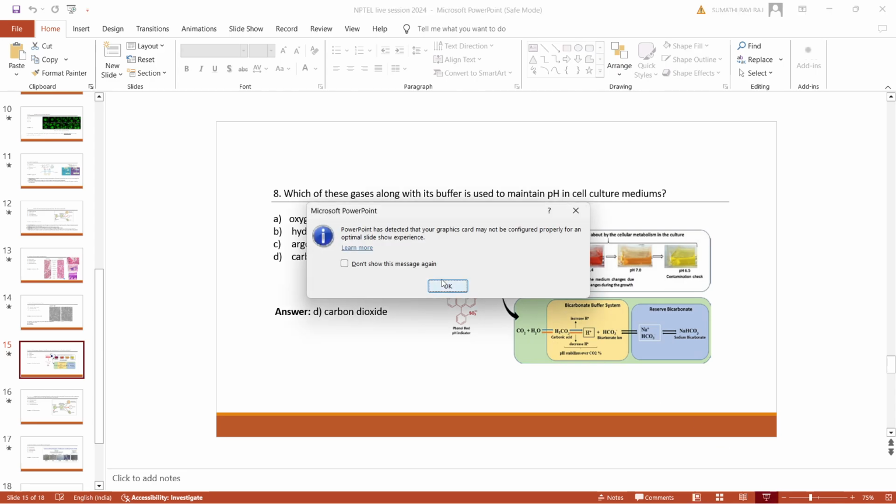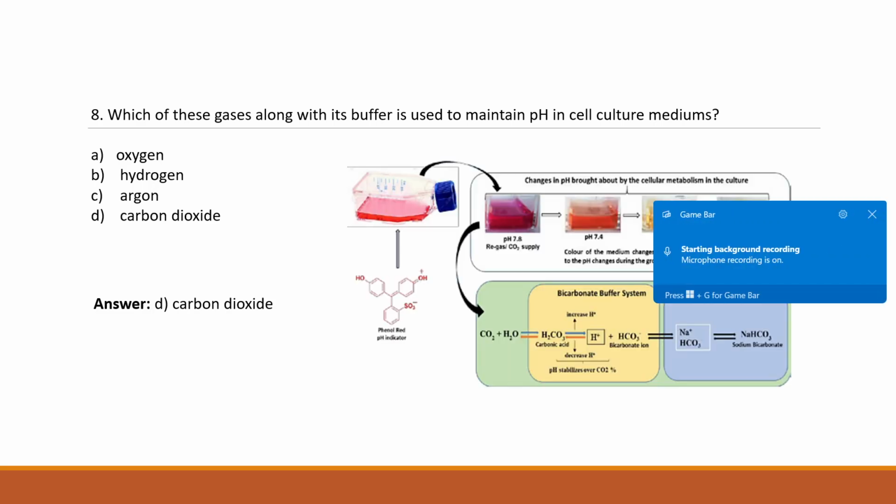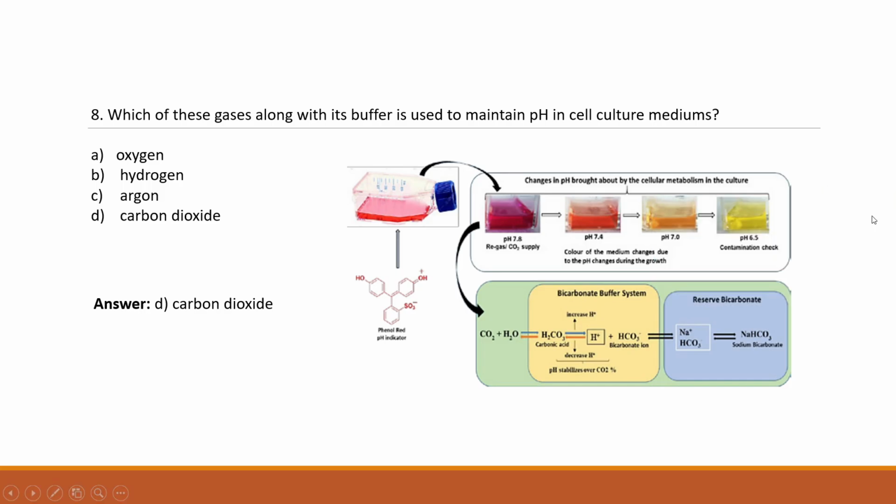So carbonic acid helps in maintaining the buffer system. The buffer system is nothing but some kind of bicarbonate ion or sodium bicarbonate. These are generally present in the media which we use. So these are buffering systems.